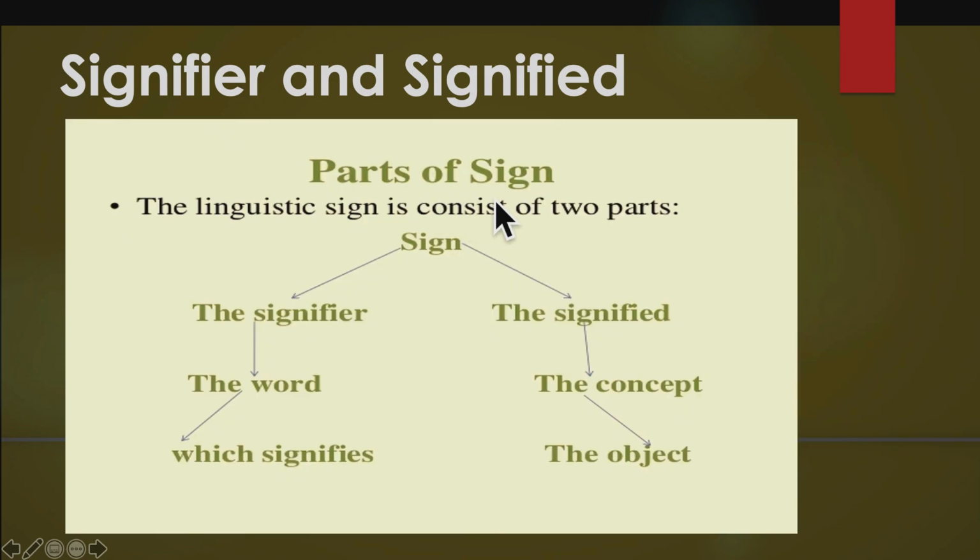Next, parts of sign. Look, the linguistic sign consists of two parts. We have sign, as we discussed: the signifier, the signified. The word like tree, the concept like the picture of tree, which signifies, means this word signifies this object.